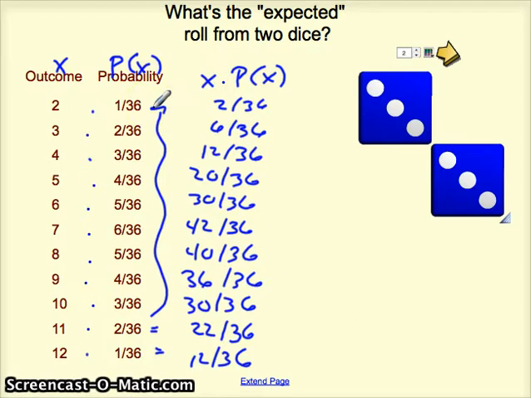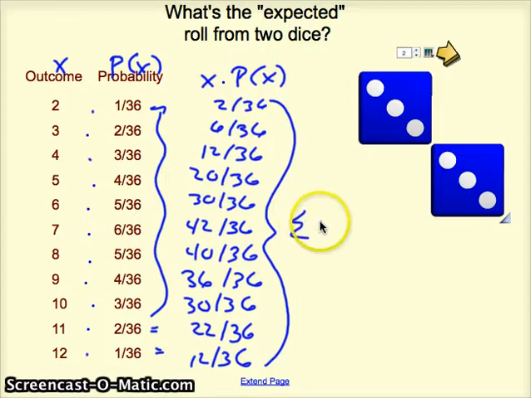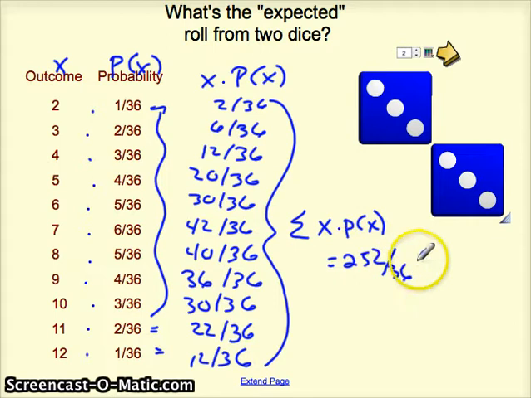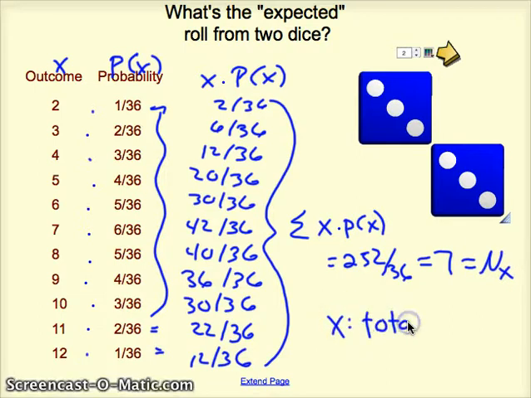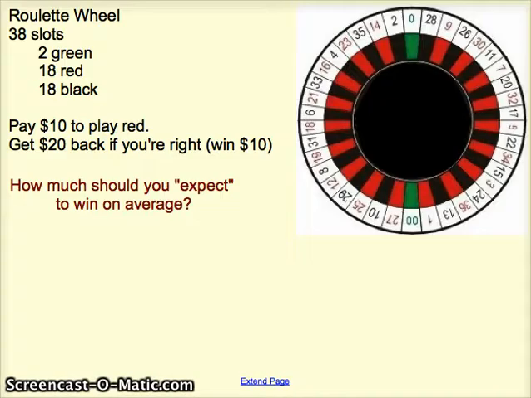Now it turns out if I add all these together, if I take the sum of every outcome times its probability, what we get here when you add all these up is 252 out of 36. Add all these fractions up. And if you do that math, it turns out it's 7, which makes some intuitive sense. That's a weighted average. The outcomes are weighted by their probabilities. The expected value, or the mean, mu, of the random variable x, where x stands for a total of 2 dice rolls, is 7.